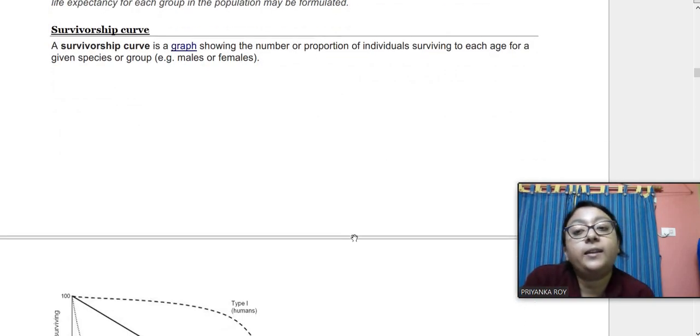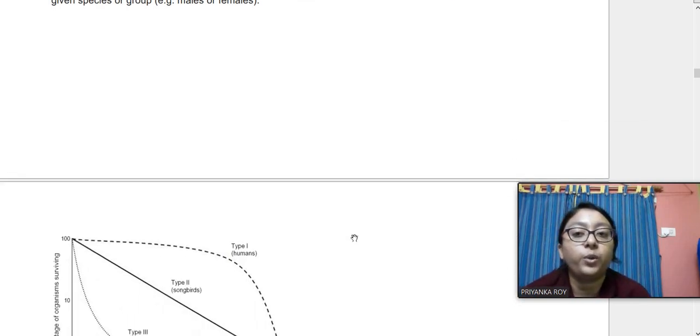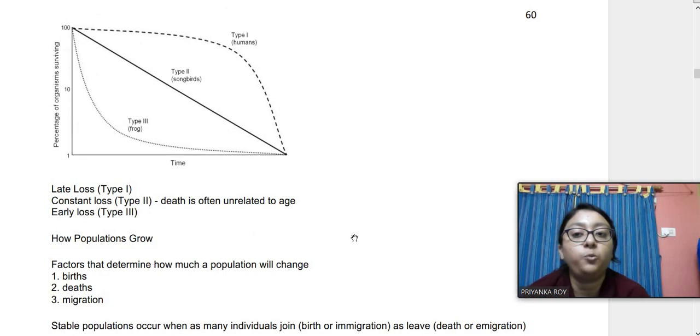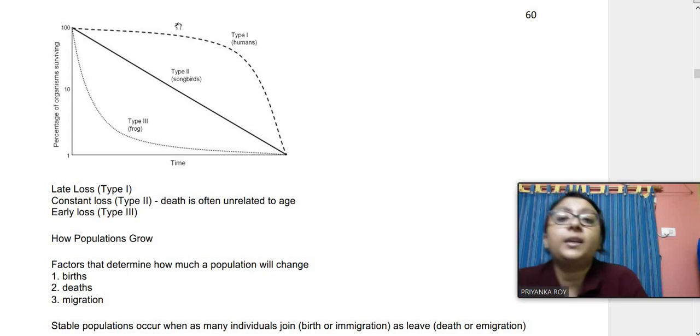Next is a very important thing, that is a survivorship curve. A survivorship curve is basically a graph showing the individuals in a population and the percentage of organisms surviving in a population along with time or their age. So we can see there are three types of survivorship curves. The first type is the humans, where the death happens at a much later age, and at a younger age usually no death happens. So loss is realized at the later age. Therefore this type 1 is the humans.